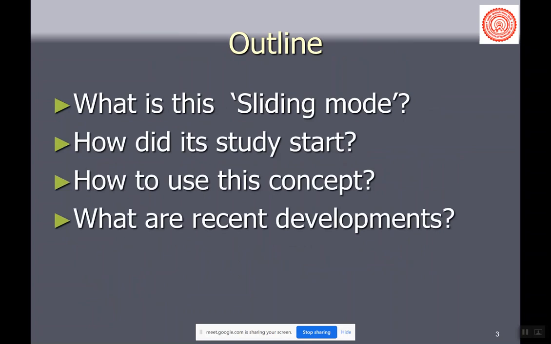So let's go answer one of these questions at a time. First, we'll talk about what this term sliding mode control is, and a bit of history on it. Then, how this concept is useful, and what the recent developments are. In my lectures I will always differentiate between the sliding mode part and the sliding mode control part of it.